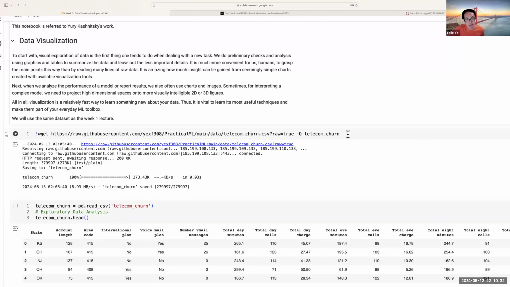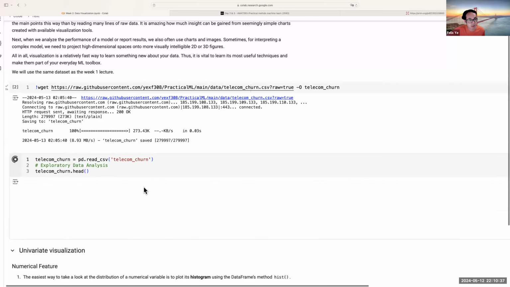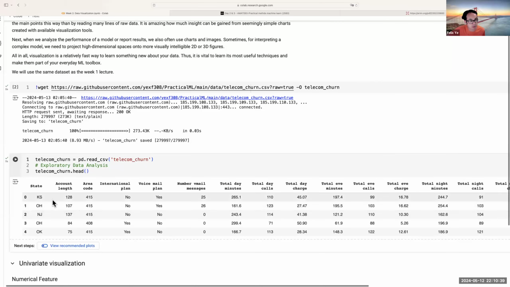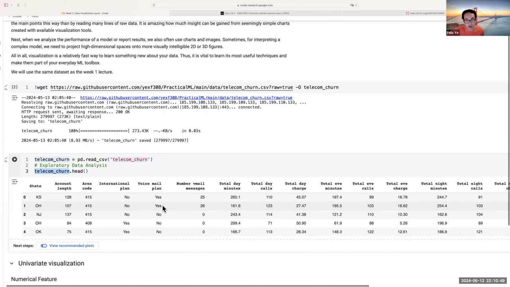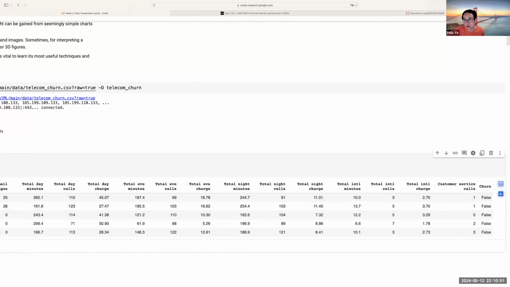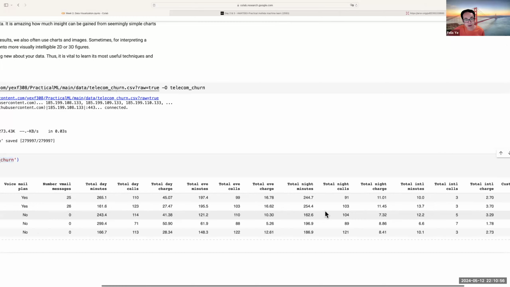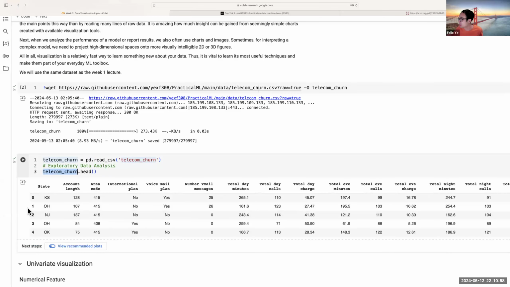This is the data we're going to use, called telecom churn. I believe the data has about 3,000 entries and 20 columns, which are features. The last column is the feature that we want to predict, which is churn or not churn. Everything else is just the features. So basically, it's 19 dimensions.